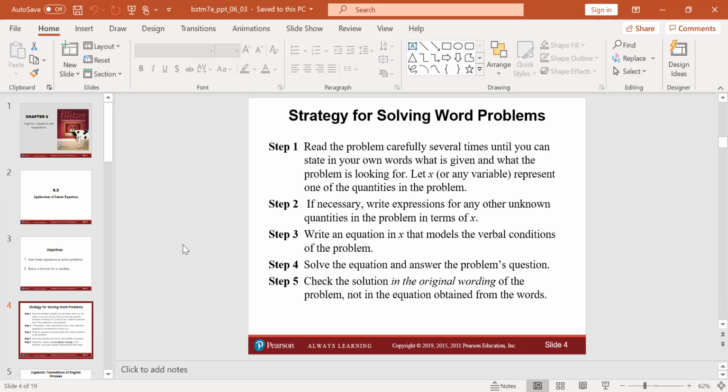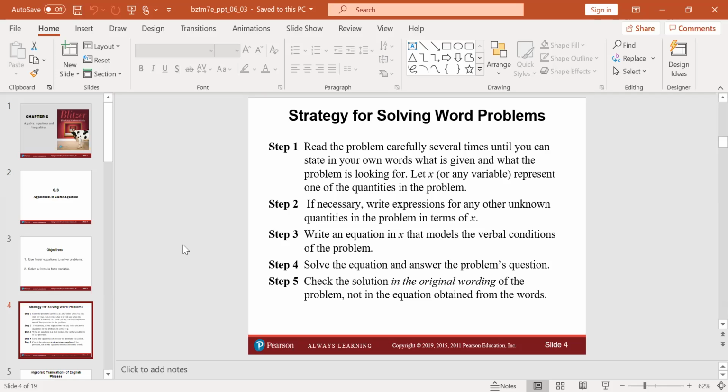The next thing you need to do is actually write an equation that models the conditions of the problem. Then very likely you're going to be solving that equation. Solving it means isolating x, figuring out what value or values make the equation true. And then make sure that the solution makes sense within the original problem that you have.